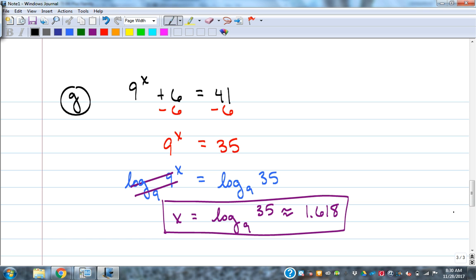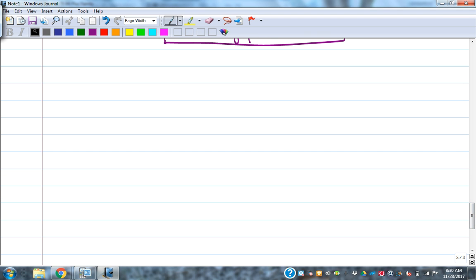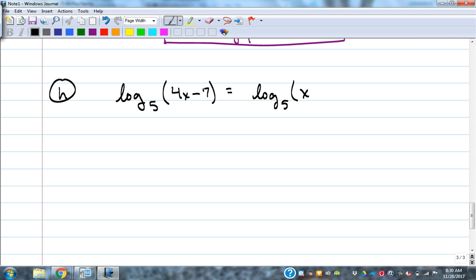All right, let's look at log equations or logarithmic equations. Logarithmic equations have the log in them already. So log base 5 of 4x minus 7 equals log base 5 of x plus 5. This is the most basic of those types of equations. To get rid of an exponential, we used a log. To get rid of a log, we're going to use an exponentiation or an exponential.